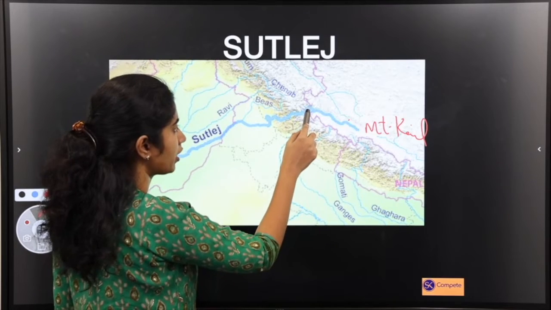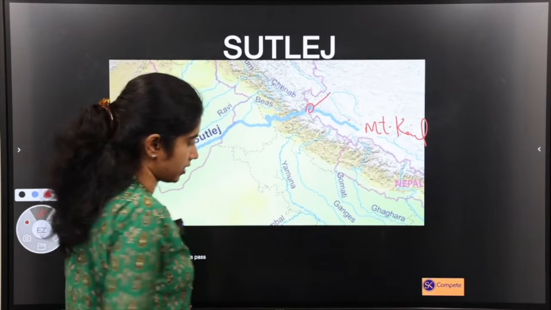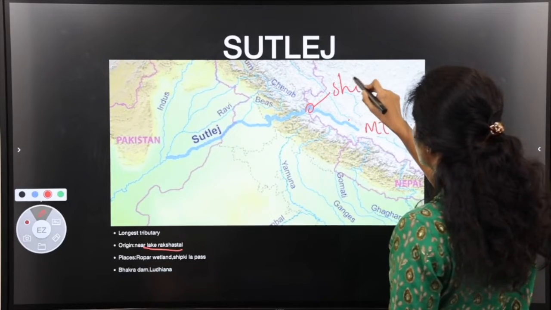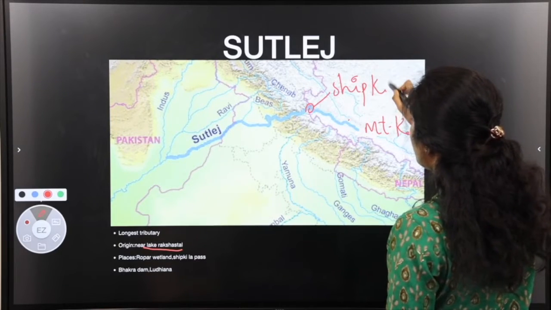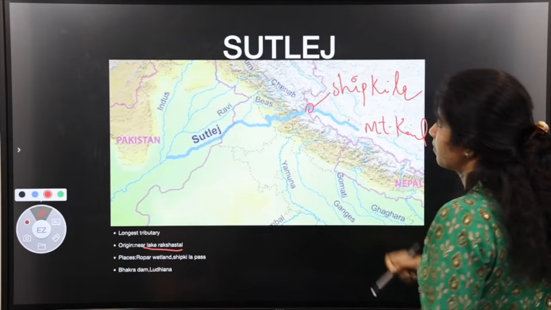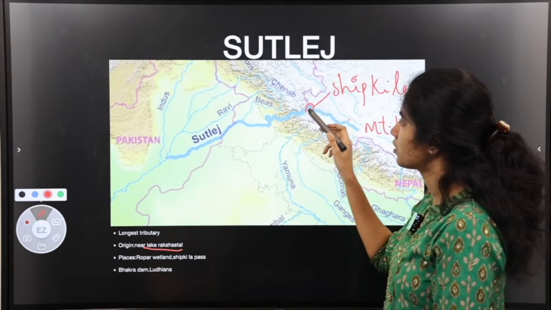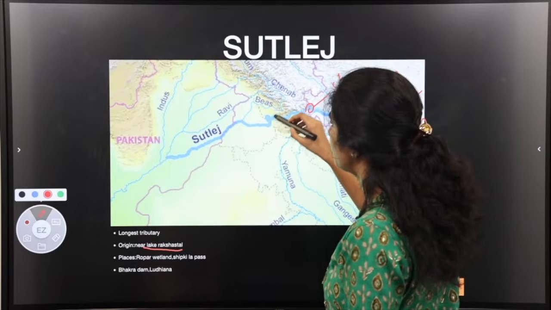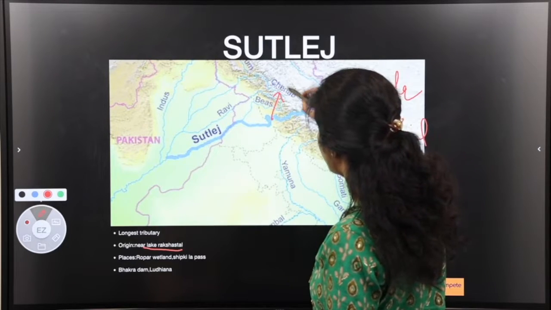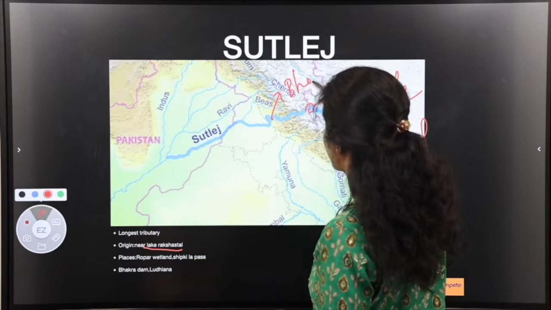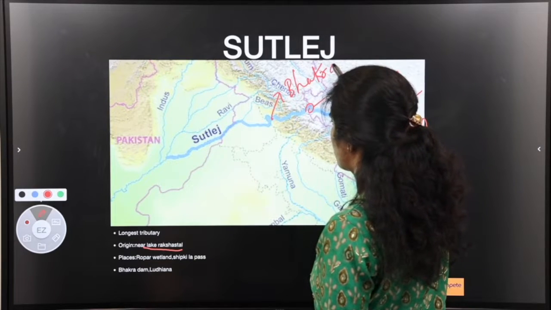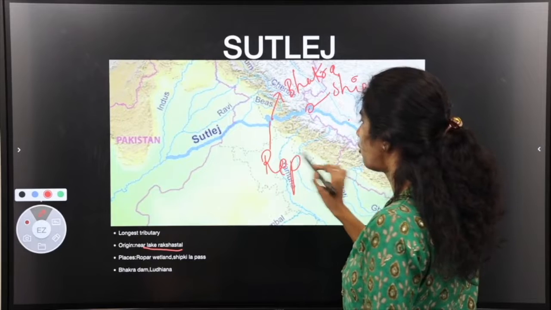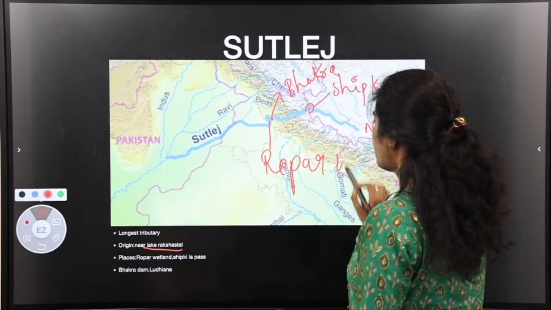It's entering into India near Shipkila Pass. Then it's flowing into state of Himachal Pradesh. Before entering into Punjab, Bakra Dam is built on banks of river Satluj. And you have Roper wetland also in the Indian state of Punjab on banks of river Satluj.